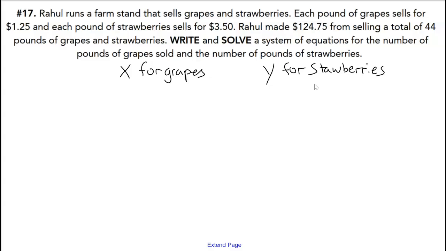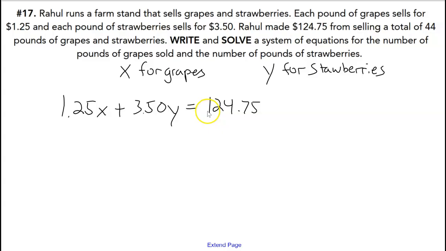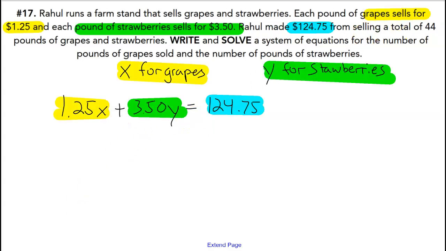All right, now I know I'm multiplying the grapes by a certain amount, the strawberries by a certain amount, and that's going to get me the total amount of money. So let's see what that looks like. It's going to be 1.25 times every pound of grapes, 3.50 times every pound of strawberries. It's going to equal 124.75. That's the equation for the money, right? We've got something times the x variable plus something times the y variable, and it equals the total amount of money. You could take a moment to look at where I got each part from.